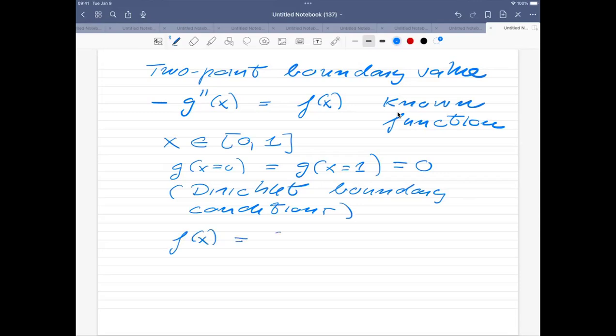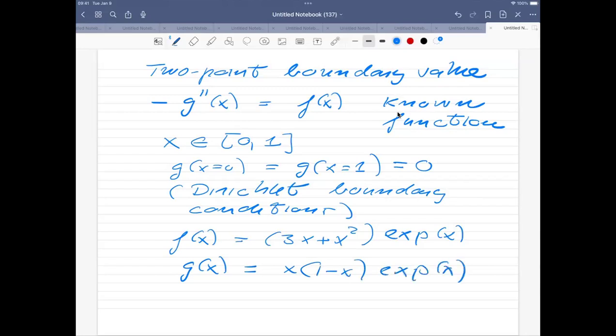So f of x, we are going to give that one in terms of 3x. This is the equation which we are going to study down in the lecture notes. And with this f of x, we have an analytical solution for the problem, x times (1 minus x) multiplied with the exponential of x. So how do we solve this problem?